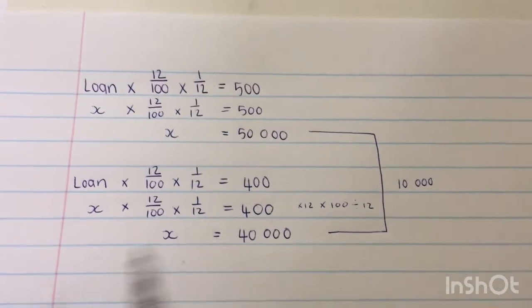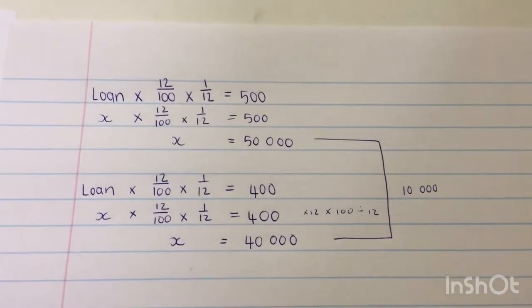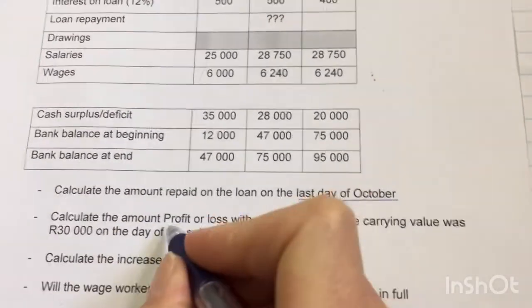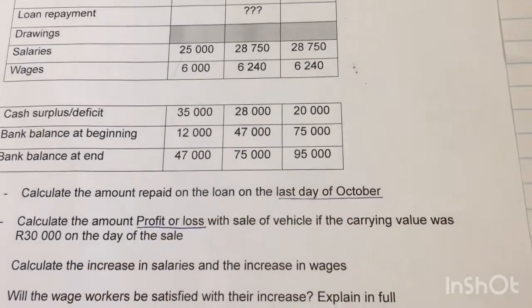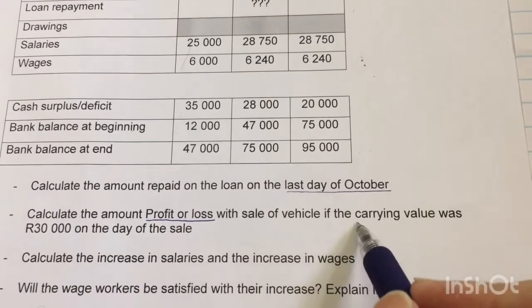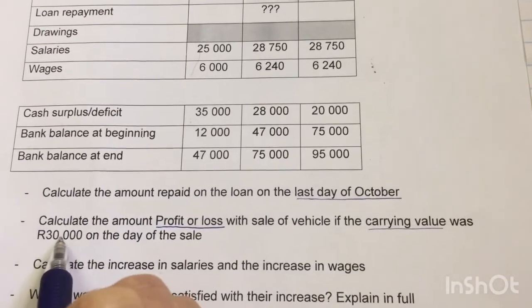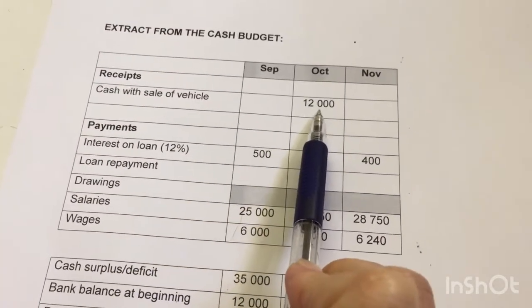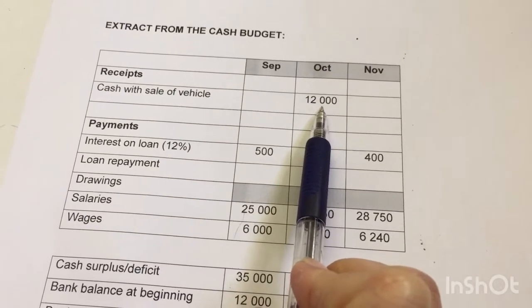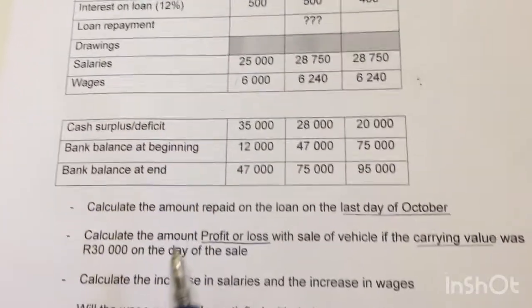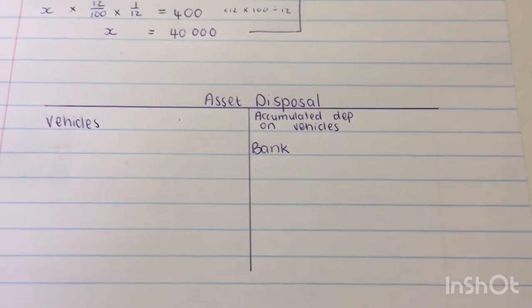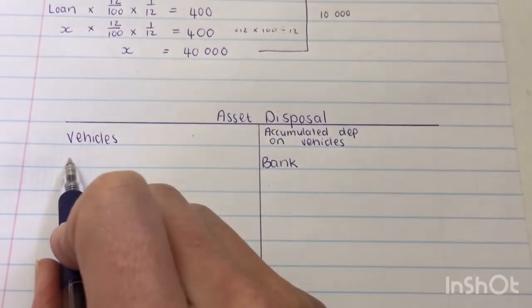Okay, so I like asking something like this where you have to solve X. The next question tells me that I need to calculate the amount of profit or loss that I made with the sale, and they tell me that the carrying value on the day of the sale is 30,000. So you'll see that I got money for my vehicle in October, 12,000. The carrying value is 30. So we need to do an asset disposal account. And I filled it in up till there. I don't know if it's a loss or whether it's a profit.